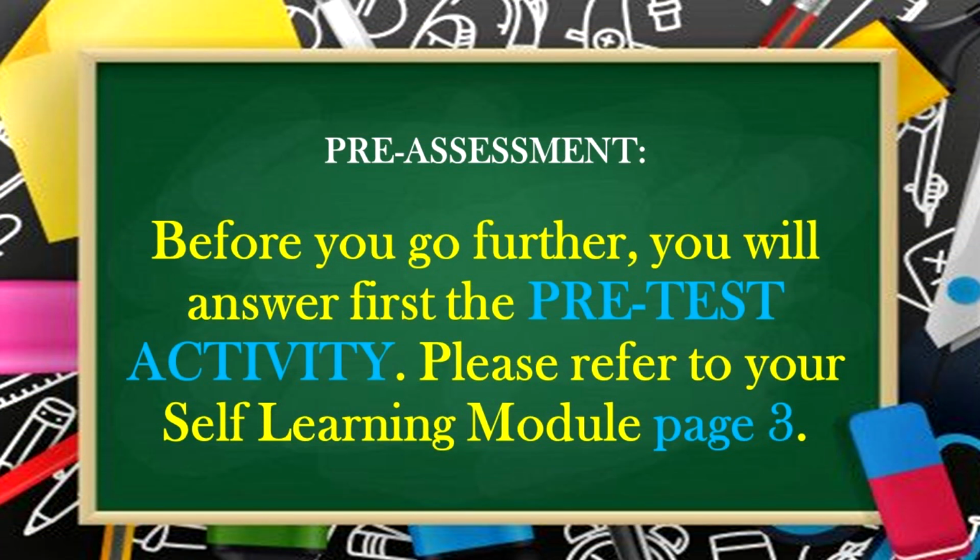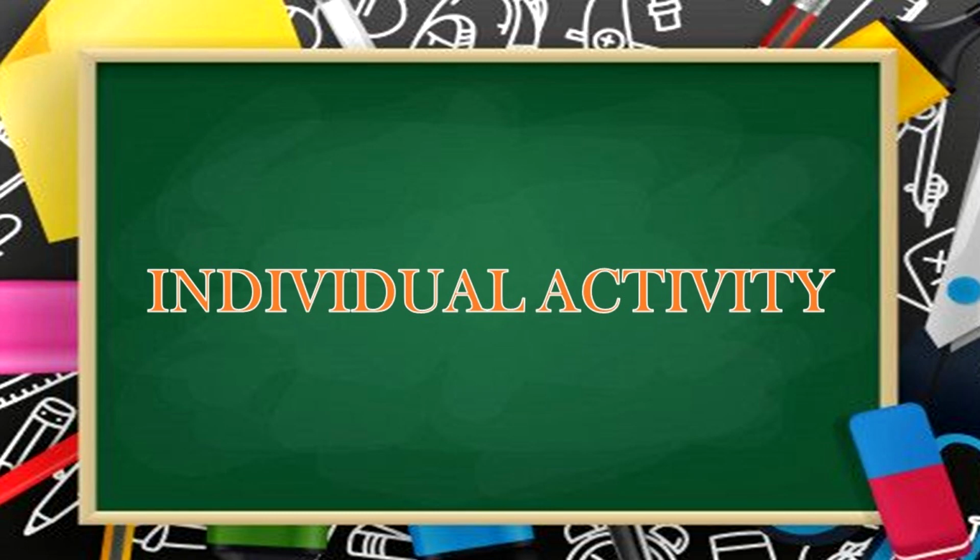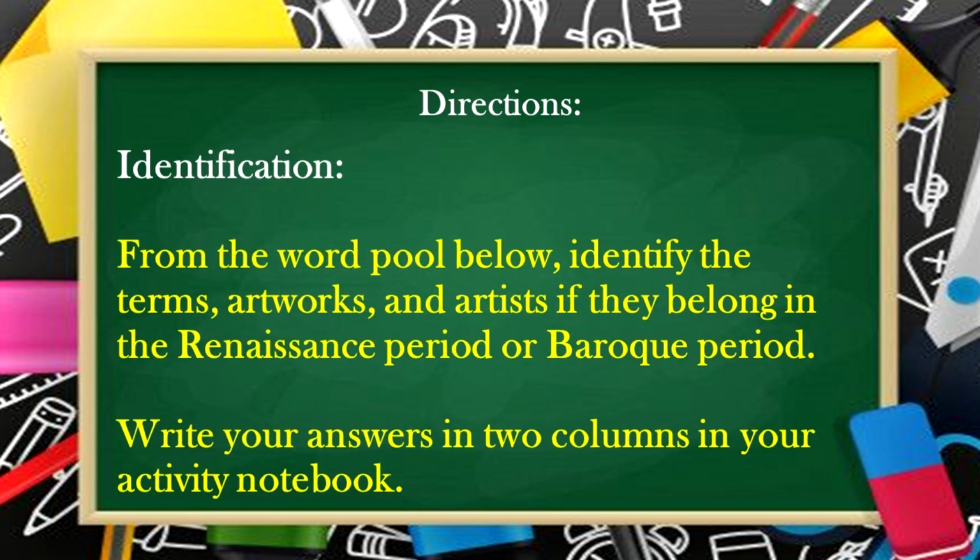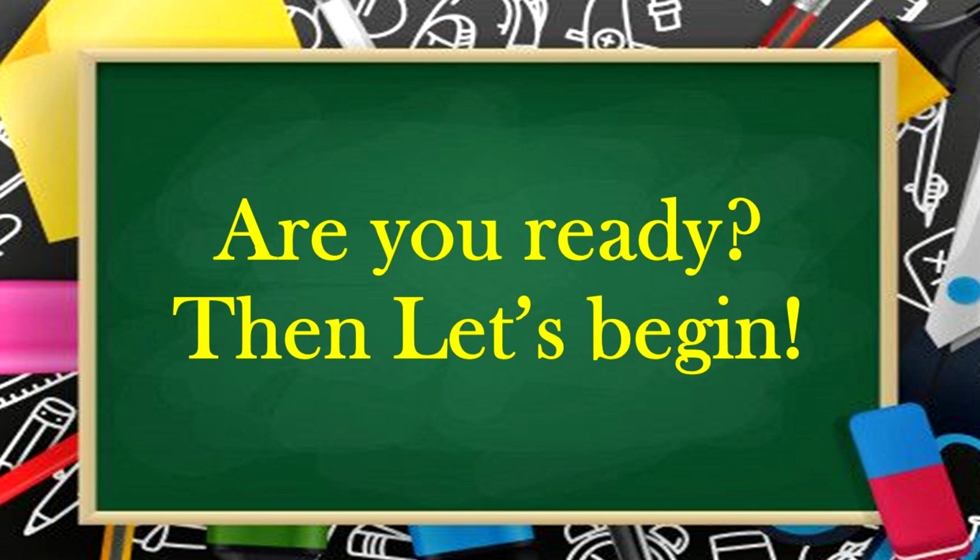Before you go further, you will answer first the pre-test activity. Please refer to your self-learning module, page 3. Individual activity. Directions. Identification. From the word pool below, identify the terms, artworks, and artists if they belong in the Renaissance period or Baroque period. Write your answers in 2 columns in your activity notebook. Are you ready? Then let's begin.